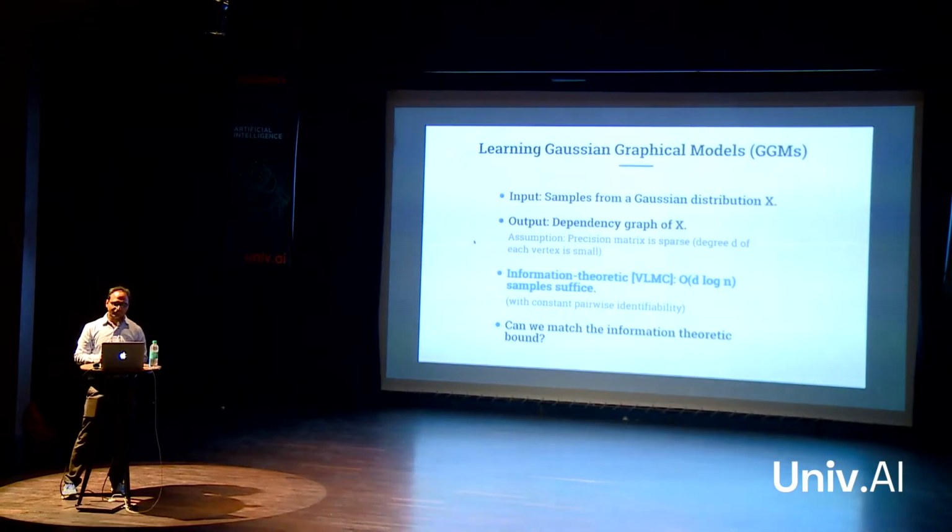So the number of samples drops down dramatically. But this result is information theoretic. It doesn't give an efficient algorithm to solve the problem. It says, okay, there is an algorithm which takes a humongous amount of time to run.